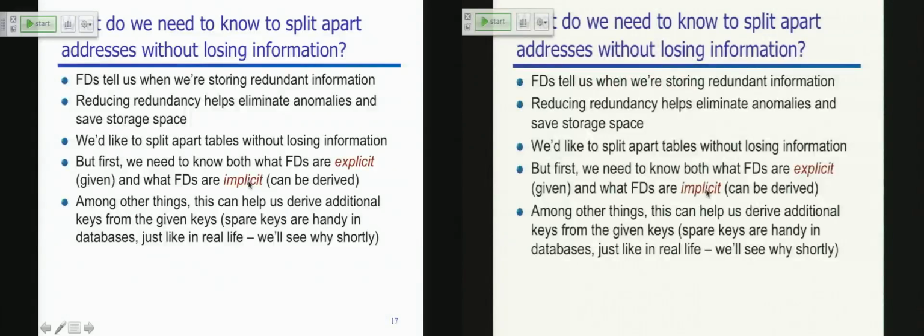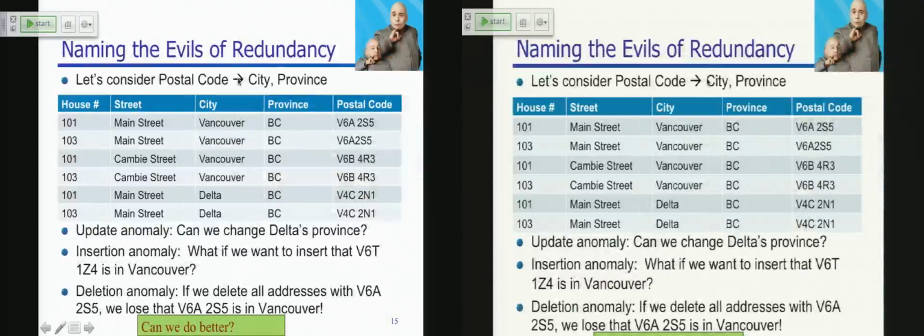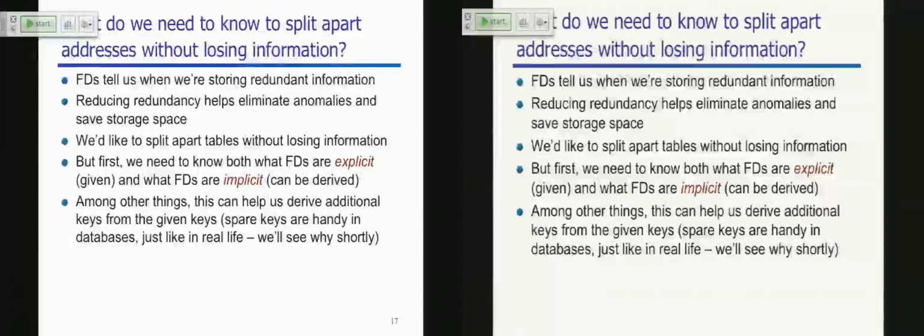Some functional dependencies may be explicitly given to you, like the one we had here. This is something that's being explicitly given to us. Based on some of the functional dependencies that are explicitly given to us, it might be the case that there are some implicit functional dependencies that also come with them.